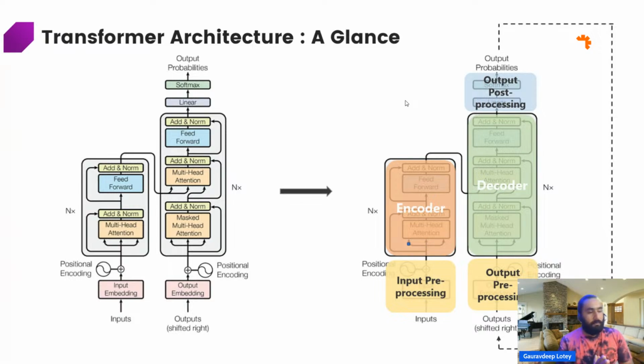Okay, but for the people who want to learn it in a little simpler manner, pay attention to the diagram on the right. The right diagram is a little more higher-level interpretation: input pre-processing, encoder, decoder, output pre-processing and output post-processing. Okay, so that is the idea about how it works.